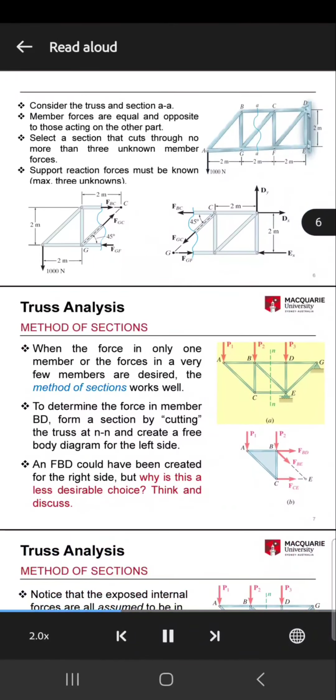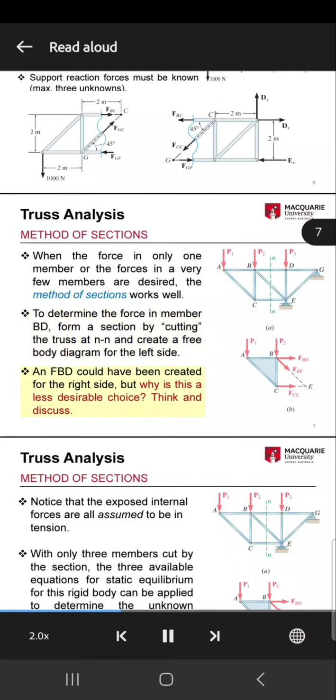Consider a truss simply supported with a pin at point G and a roller at point E, with loads P1, P2, and P. When the forces are known and only a very few member forces are desired, the method of sections works well. To determine the force in member BD, form section I, cutting through the truss, and create a free body diagram of the left side, and an FBD of the right side.